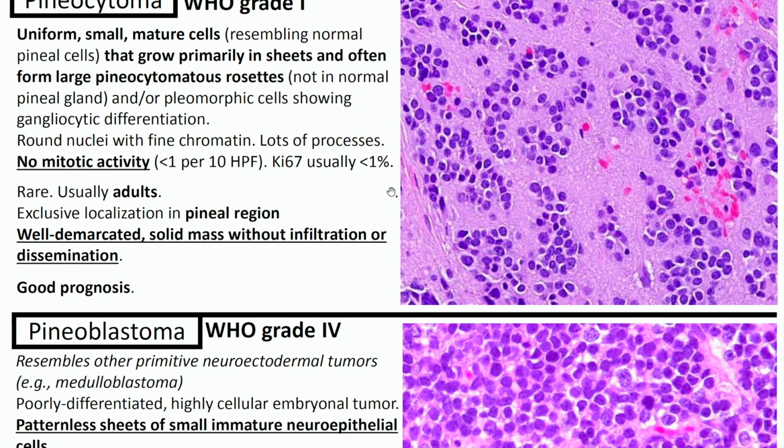Not in the normal pineal gland, and there could be pleomorphic cells showing gangliocytic differentiation. They are round nuclei with fine chromatin, lots of processes, with no mitotic activity, less than 1 per 10 high-powered fields, and the Ki67 is usually less than 1%. These are rare, usually occurring in adults, with exclusive localization in the pineal region, well demarcated solid mass without infiltration or dissemination, and these have a good prognosis.